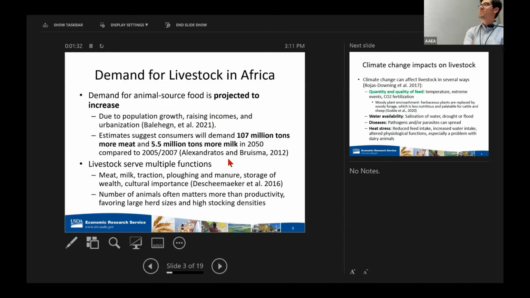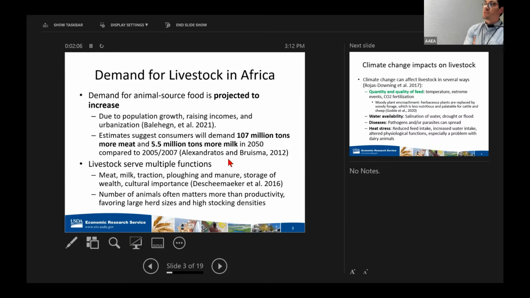So demand for livestock in Africa, we expect to increase for several reasons. One, population growth, but also rising incomes. We know from observations in a variety of different settings that preferences for food, and particularly for meat products, increase as incomes rise, and also along with urbanization. So some estimates suggest that consumers will demand over 100 million tons more meat by 2050.